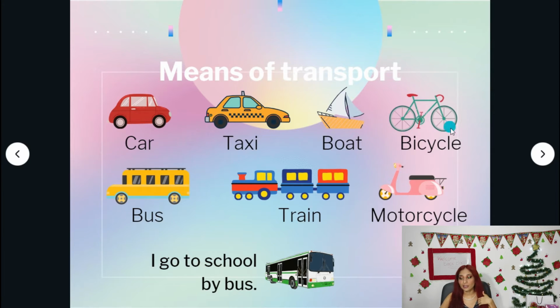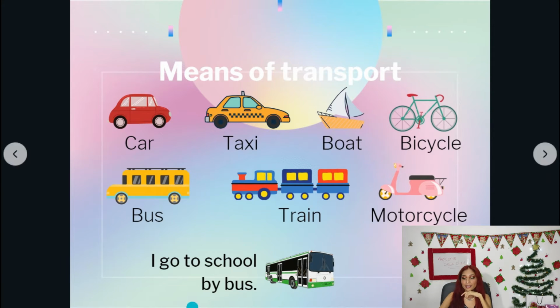Then we have bicycle, okay? Bus, train, motorcycle. Excellent job. Now, one more time. Car, taxi, boat, bicycle, bus, train, motorcycle. Now, if I want to say, for example, what is the mean of transportation that I use? For example, I would say I go to the mall by car.